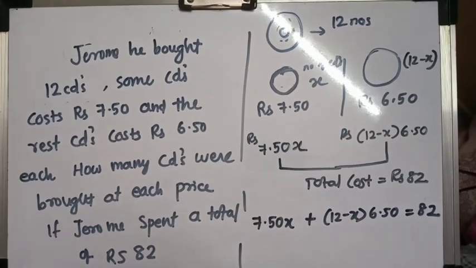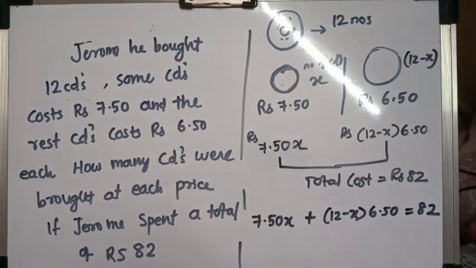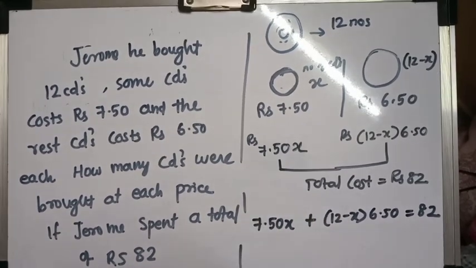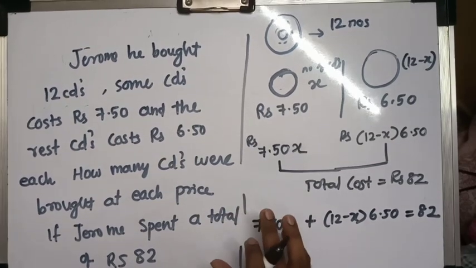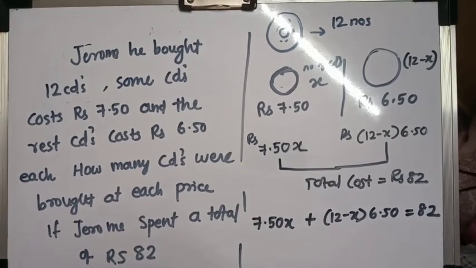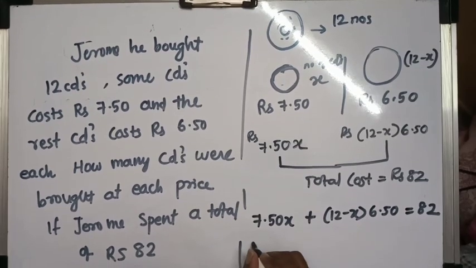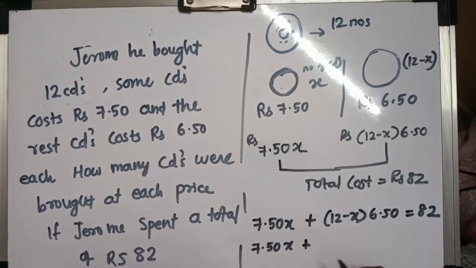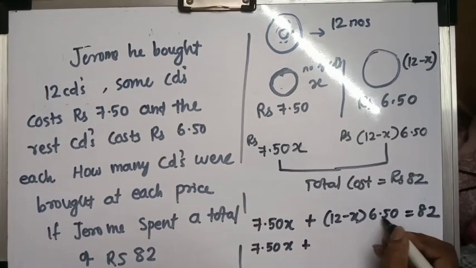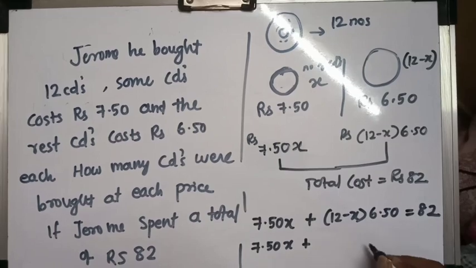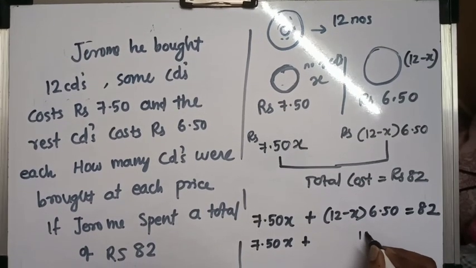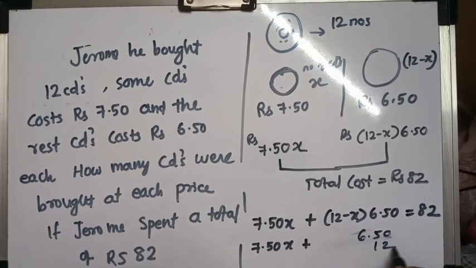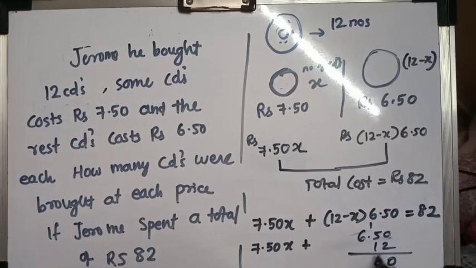Children, I know statement sums are difficult. You will find it difficult to understand, but you have to concentrate and put your brain into it and try understanding it. So children, you will solve this. I'll solve a few parts for you. 7.50x plus... now what you'll do? You'll multiply 6.50 into 12. You take 6.50 and multiply it by 12. So what does it give me?